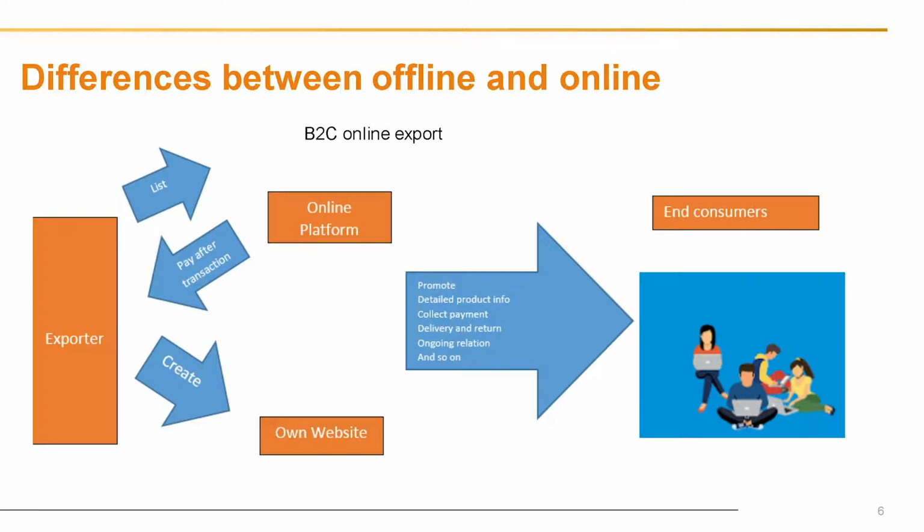And you can see the big arrow going to the consumer. You have to do your whole promotion, and you have to create product information to give that feeling to your customer. You have to think about how to collect the payments from your end consumer. It's no longer a bulk payment. It's an individual payment from each of the consumers. And there's delivery, returns, and ongoing relations. How do you manage the relationship between you and the consumer?